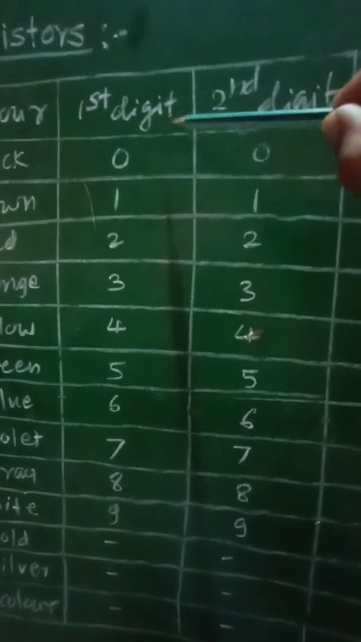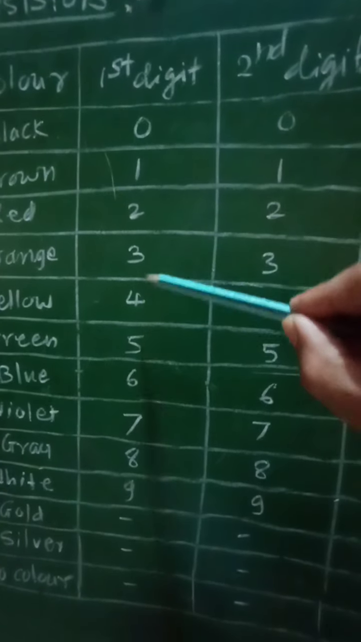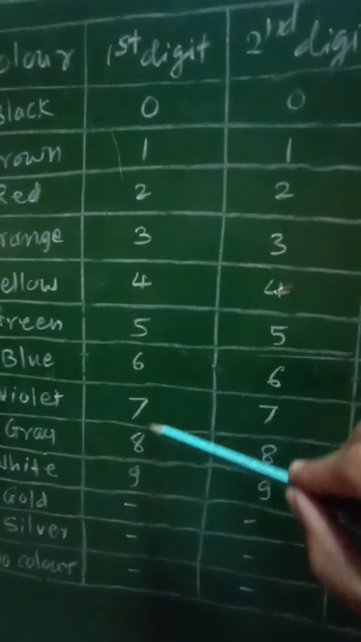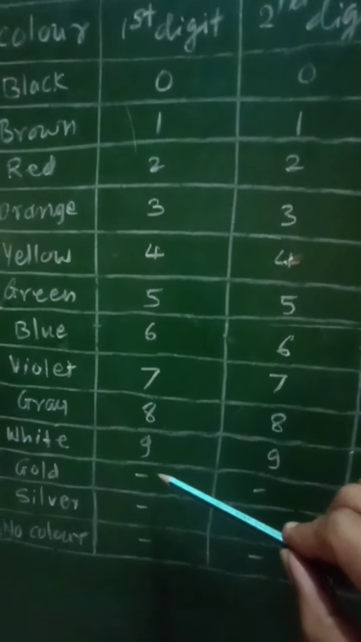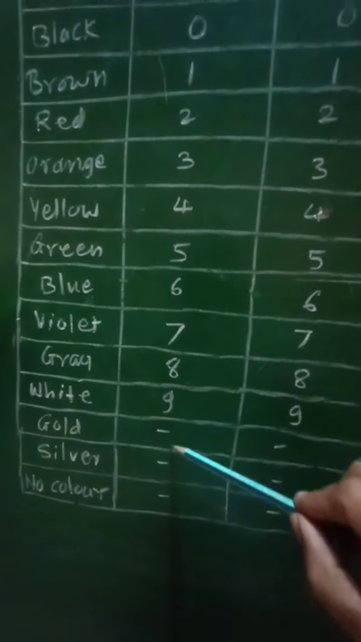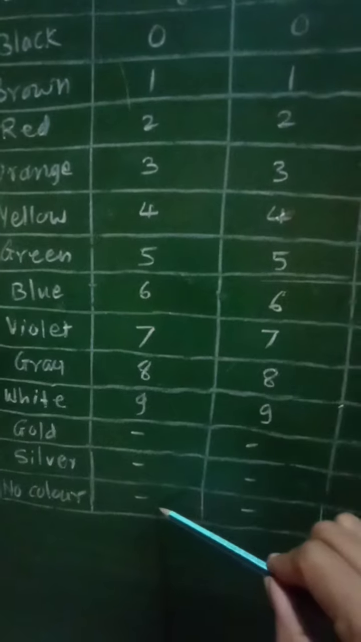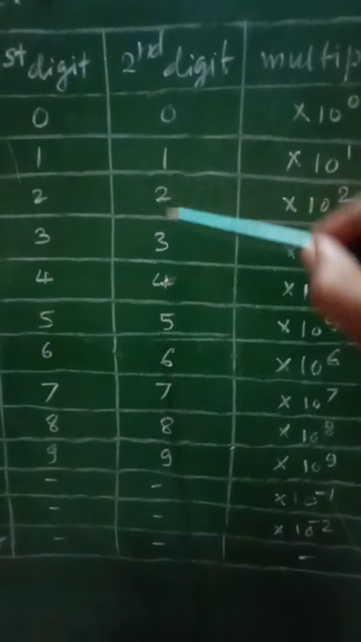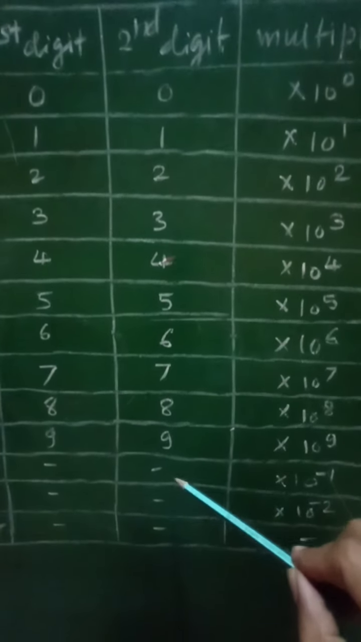Then the first digit will contain 0, 1, 2, 3, 4, 5, 6, 7, 8 and 9. There will be no digit for these last three, that is gold, silver and no color. Similarly, the same values for the second digit will be there starting from 0 to 9, and again there will be no second digit for gold, silver and no color.